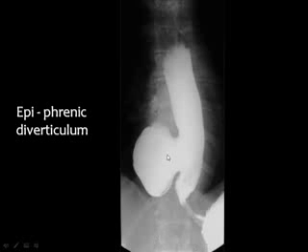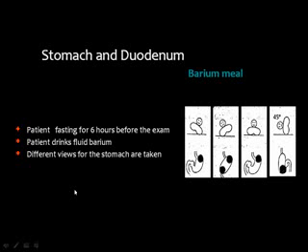Then this is a classic configuration of an epiphrenic diverticulum, and you can easily discriminate this from hiatus hernia by identifying the gastroesophageal junction below the diaphragm, and you can see the diverticulum is above the diaphragm.